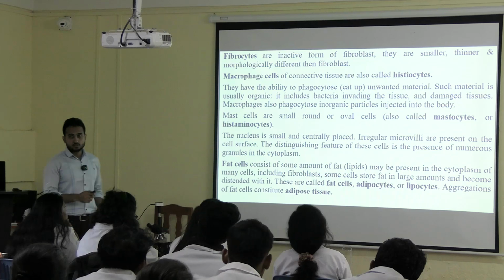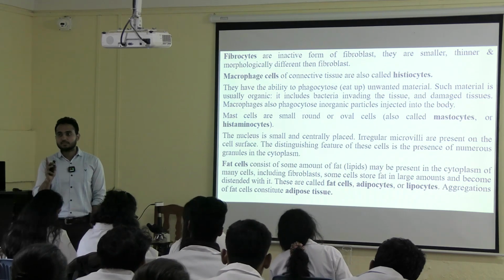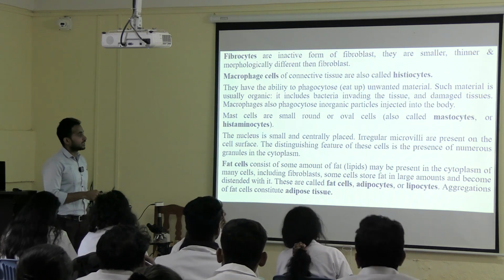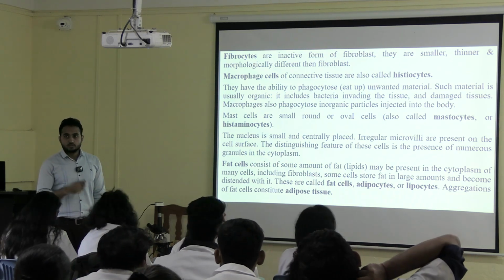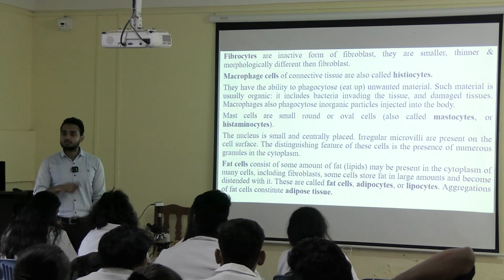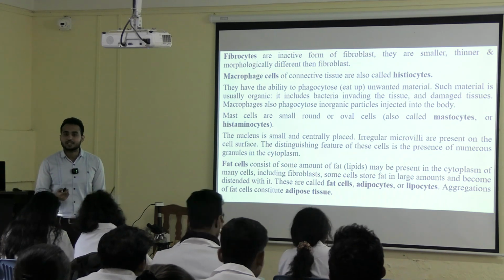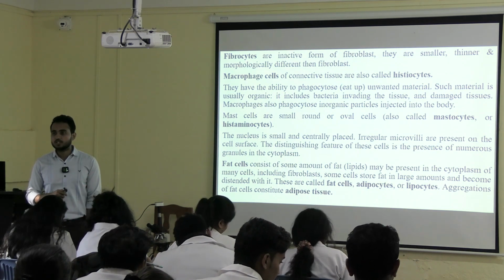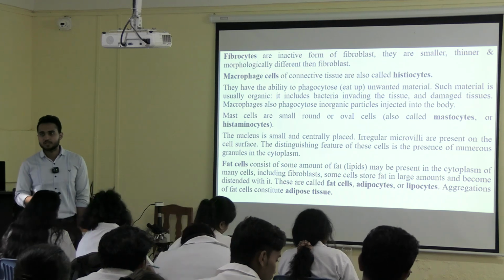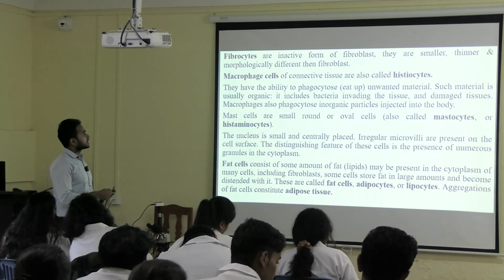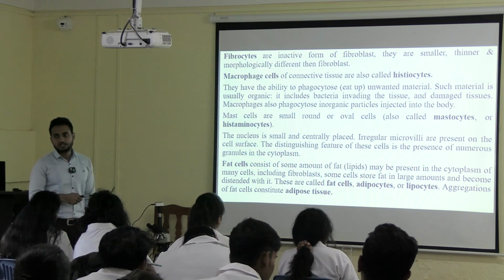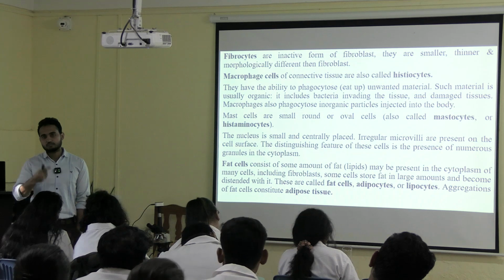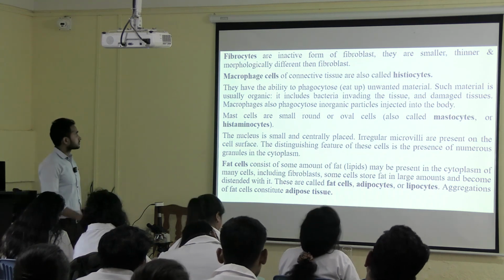Next, fibrocytes. So, two cells I have mentioned, fibroblast and fibrocytes. These fibrocytes are the inactive form of fibroblast. Fibroblast is the active form, fibrocytes are the inactive form, or you can also say mature and immature. Fibrocytes are immature cells, fibroblasts are the mature cells. They are smaller, thinner, and morphologically different from the fibroblast. That means the shape and size are different as compared to the fibroblast.